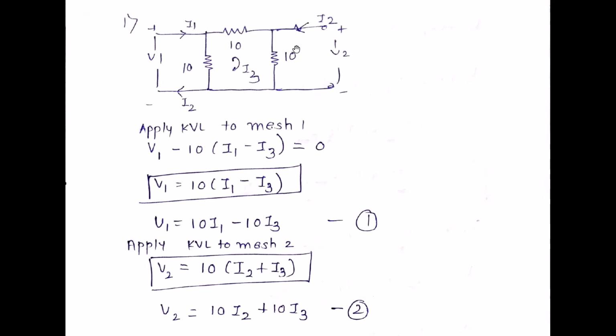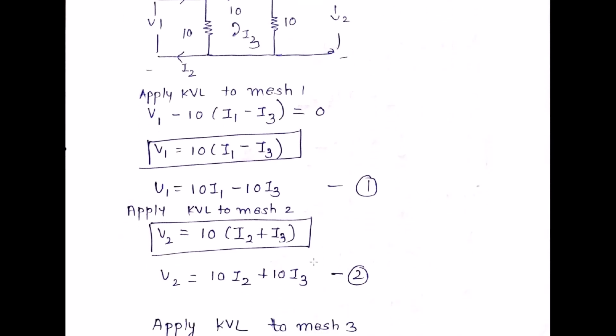Then we are going to apply KVL to mesh 2. V2 is directly parallel to this 10 ohm resistor, and hence V2 is equal to I into R. The R is 10 ohms and the current is I3 and also I2. Hence you have V2 is equal to 10 into (I2 plus I3).